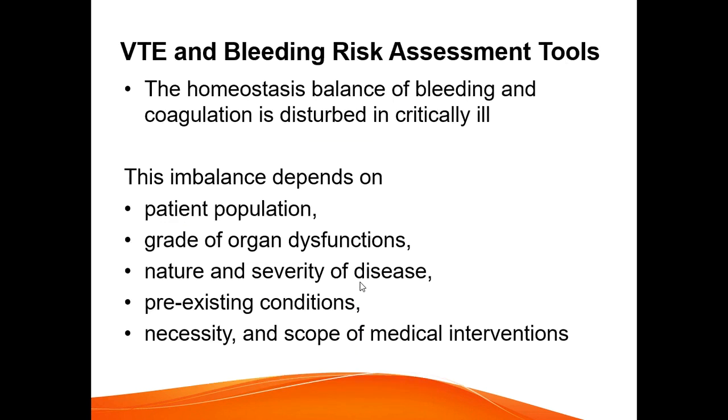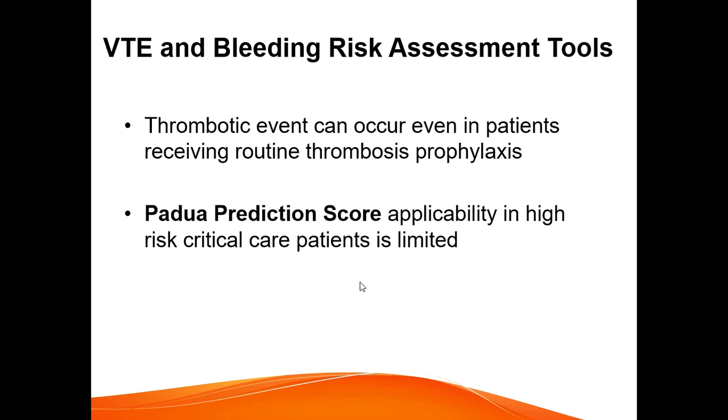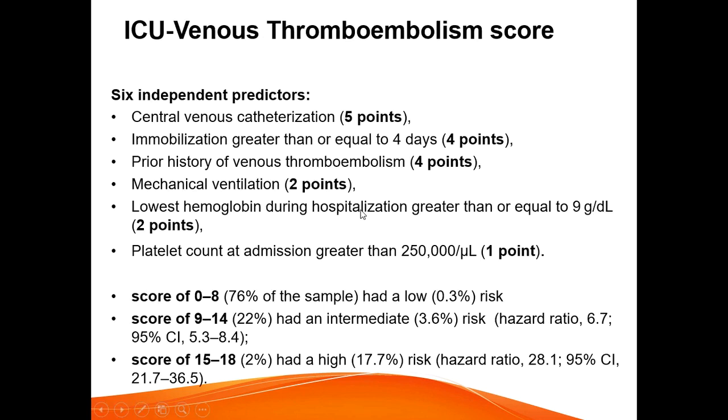Also, one thing which I would like to tell you is, if you are giving low molecular weight heparin to your patients and the patient develops something which suggests it could be pulmonary embolism, don't think that it can't be pulmonary embolism. Giving DVT prophylaxis reduces the risk, but it still does not make the patient free of pulmonary embolism. So always look at that if there is a clinical suspicion. The PADUA prediction score, which is used in admitted patients for assessment of VTE risk, does not hold true in critically ill patients. There is another score, the ICU venous thromboembolism score, which you should use if there is a suspicion of VTE in your patients.